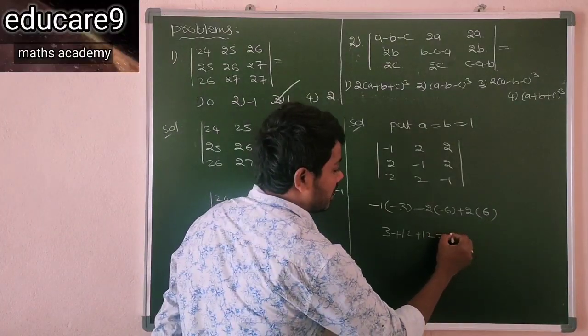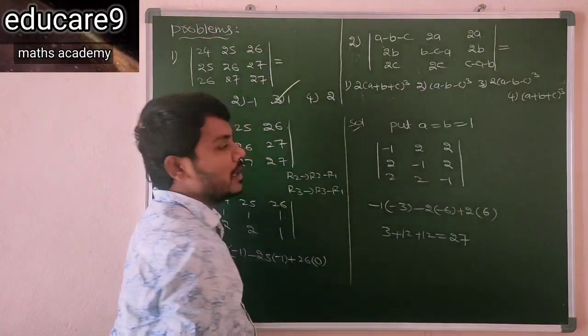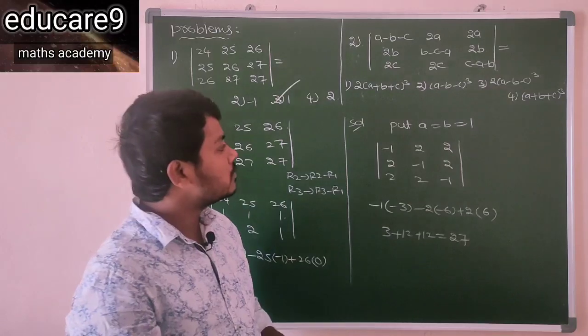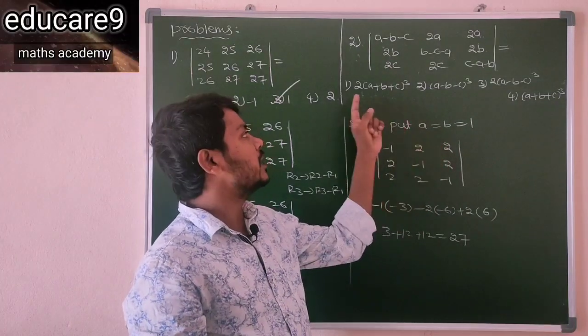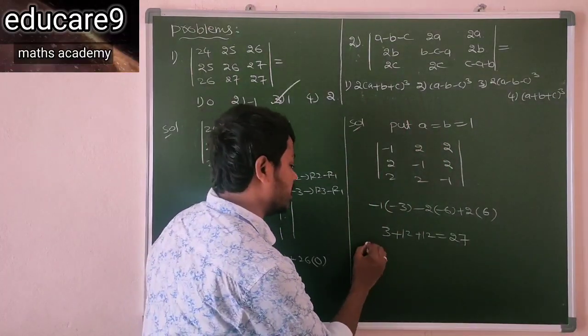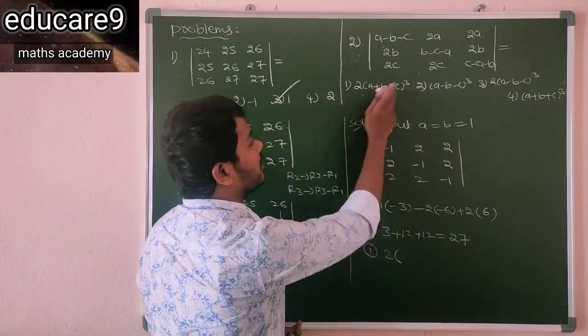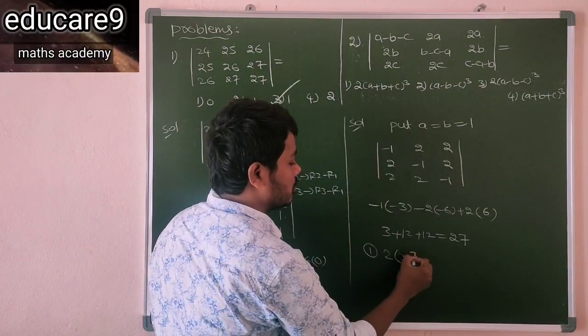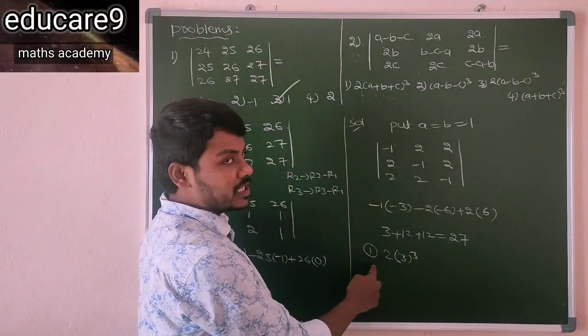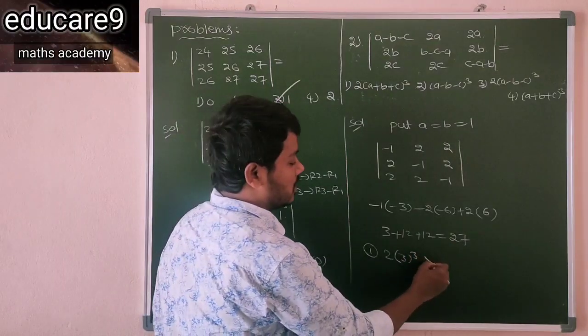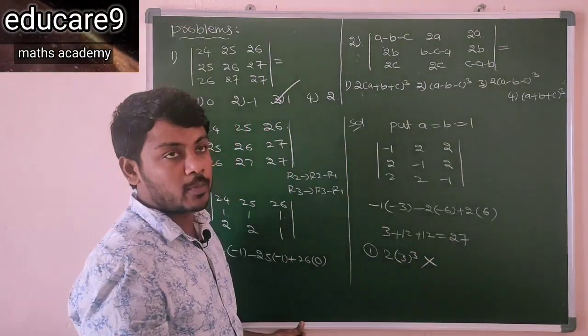So this is clearly 27. And verify the option here. Put A equal B equal C equals to 1 in first option. So what is the first option? 2 times of 3 cube. So clearly, this is 27 into 2. So this is not possible.